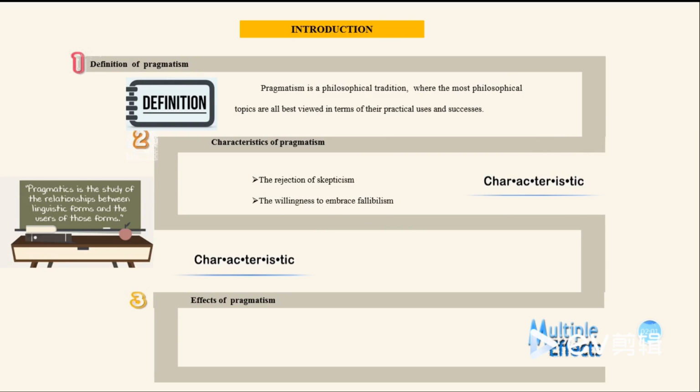Characteristics. The first characteristic is the rejection of skepticism. The second is the willingness to embrace philosophism. The third characteristic is the rejection of sharp dogmatism such as those between fact and value. The fourth is what he calls the primacy of practice.